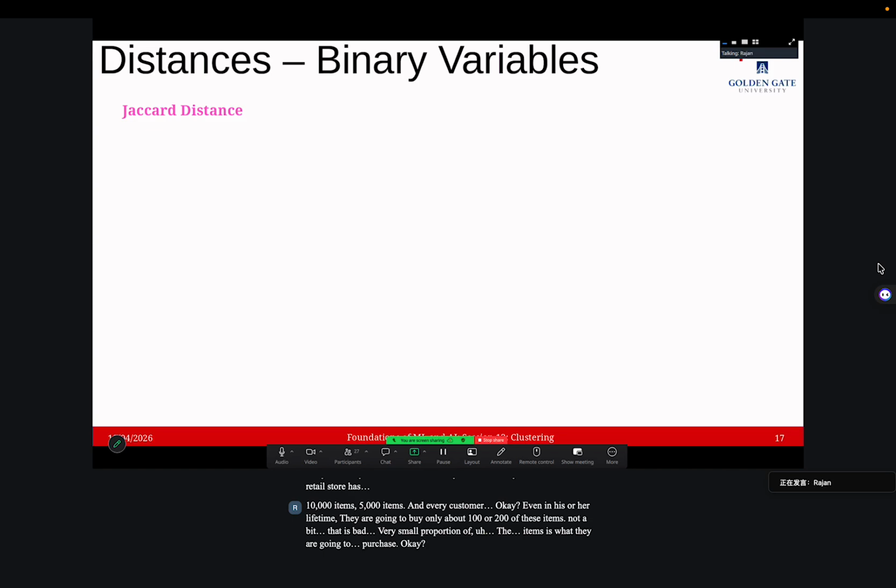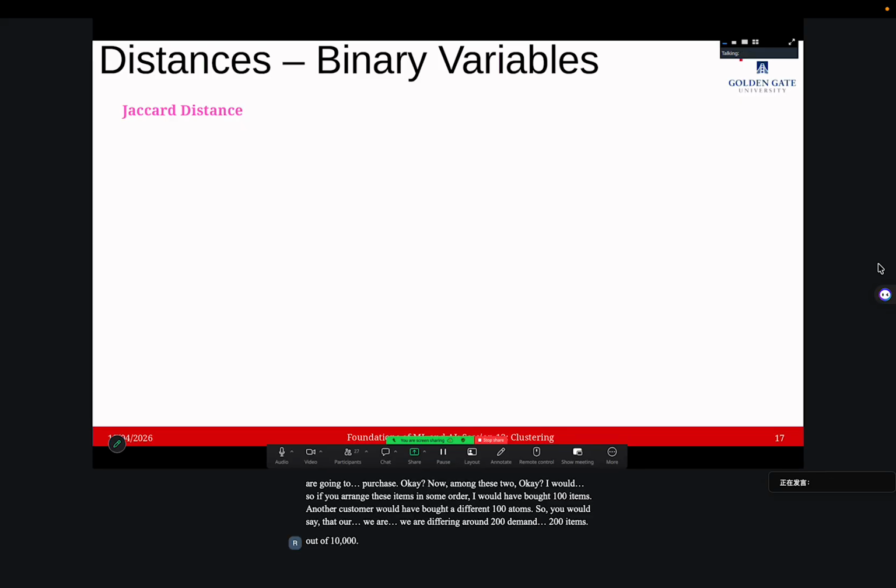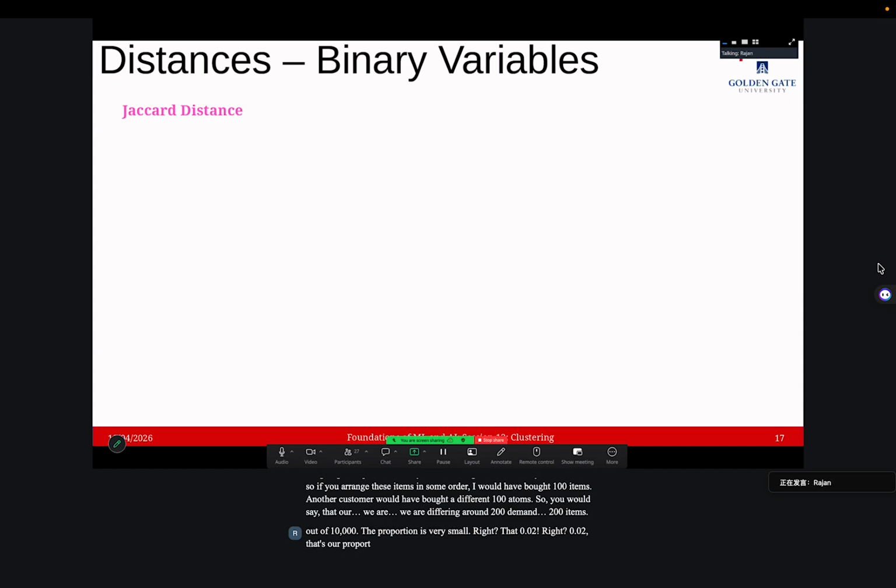Okay, now among these two, if you arrange these items in some order, I would have bought 100 items, another customer would have bought a different 100 items. So you would say that we are differing in around 200 items out of 10,000. The proportion is very small, right? That's 0.02, that's our proportion. So we don't differ at all. That's what simple matching distance would tell us. Very small difference, but actually they are very different.